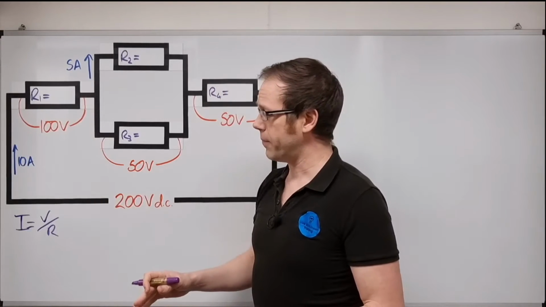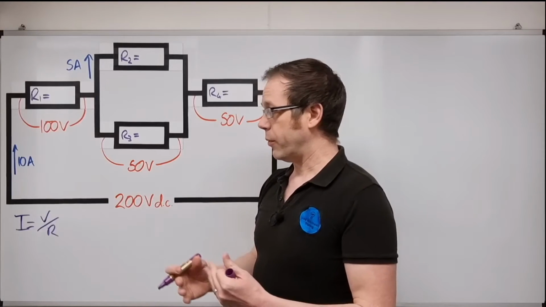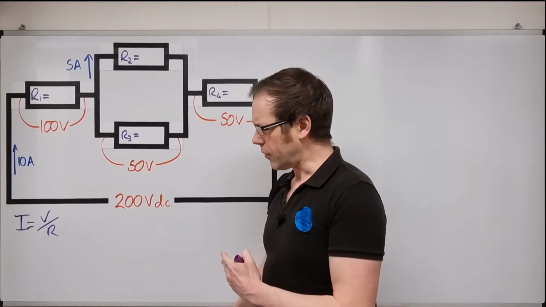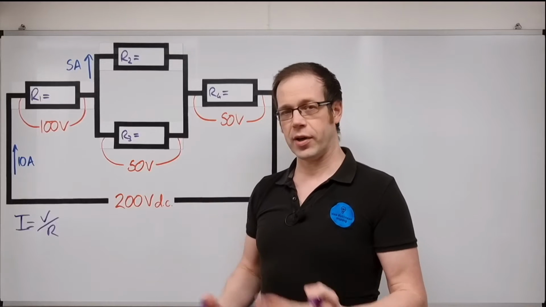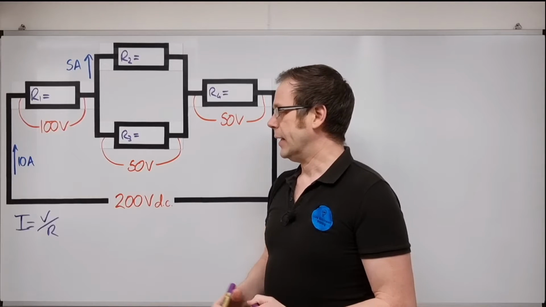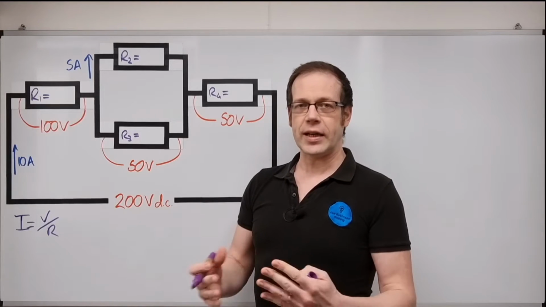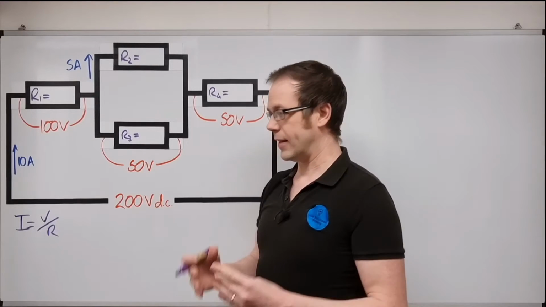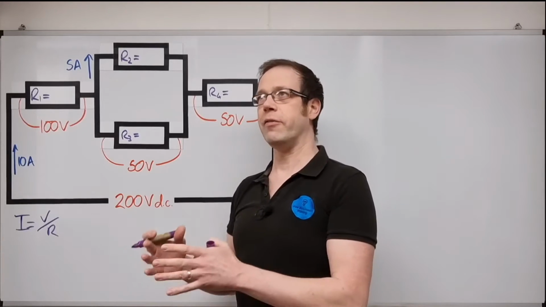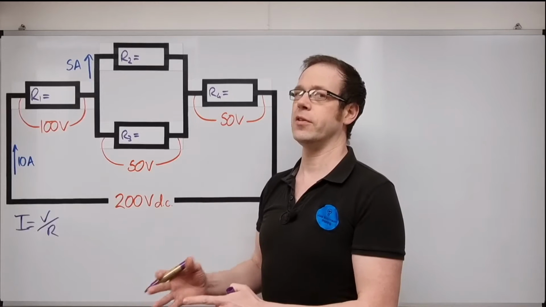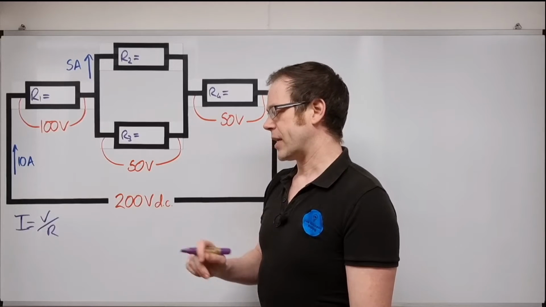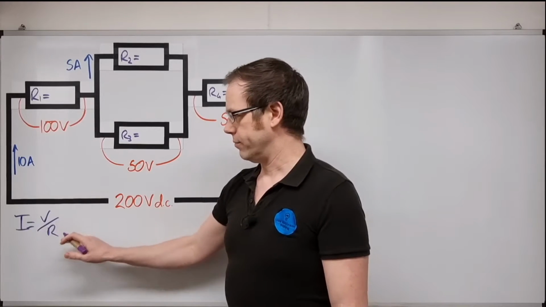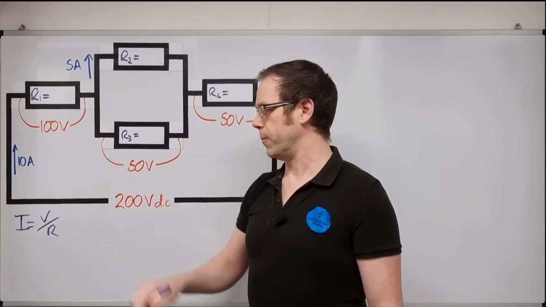I equals V over R. And we need to transpose that. We want to get R by itself. Now we could use the Ohm's law triangle at this point. There's absolutely nothing wrong with that, but I prefer to look at it from a slightly different point of view, because that triangle won't help you out of every single situation. When you get other formulas that are a little bit more complicated, it does get a little bit more tricky. So I like to just work straight through the transposition process.